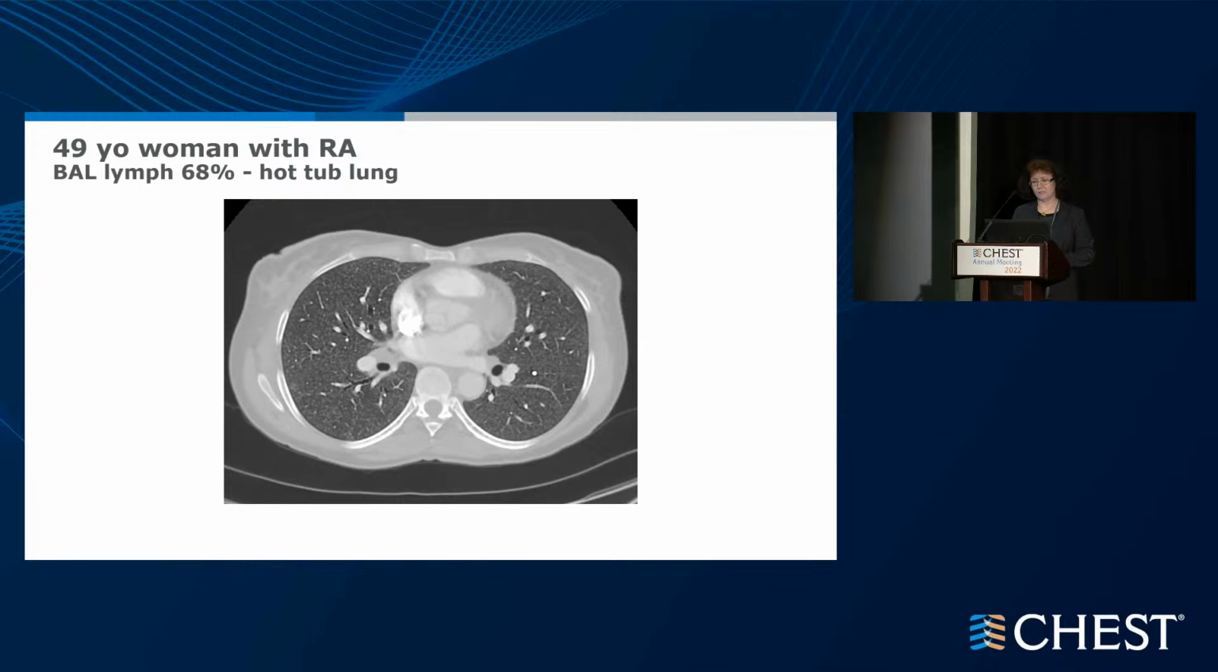And this is an example of a patient with acute HP. They had rheumatoid arthritis. The BAL lymphocytosis was 68%. And you can see all the very diffuse nodules. That patient, after avoiding exposure, was self-limited, everything resolved. The CT became normal. We didn't do anything else.